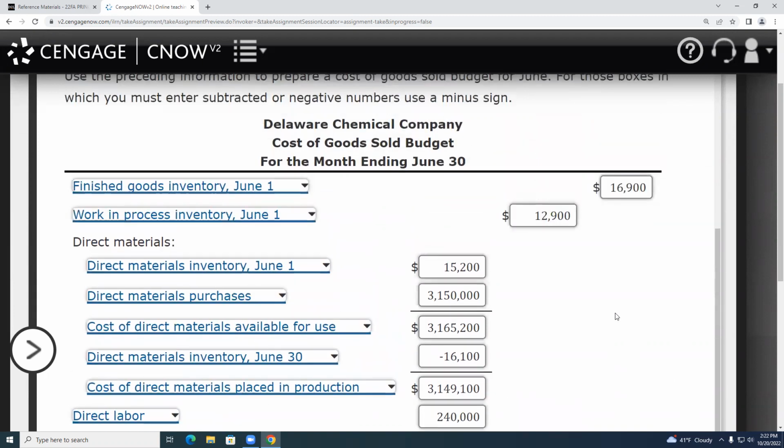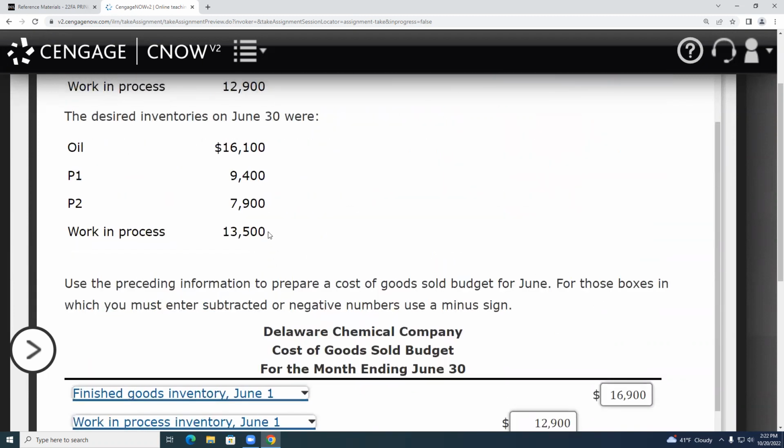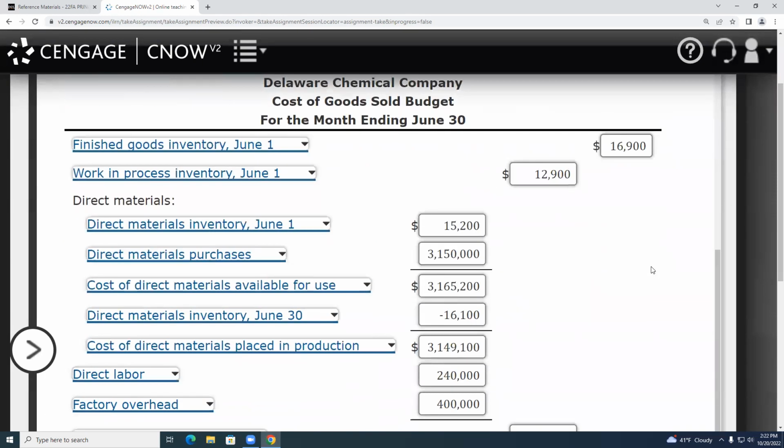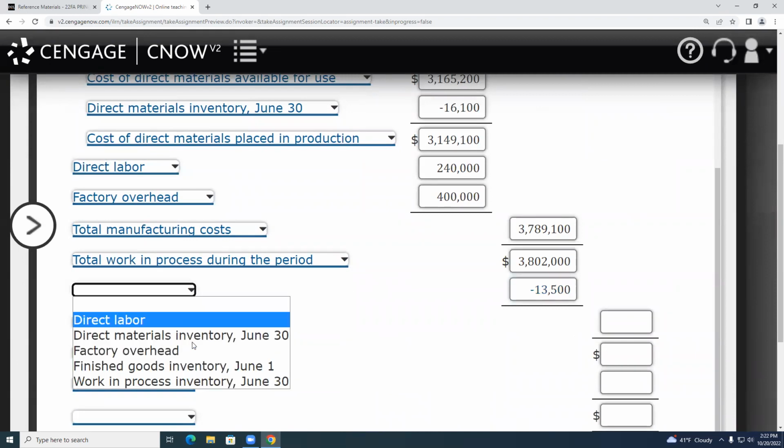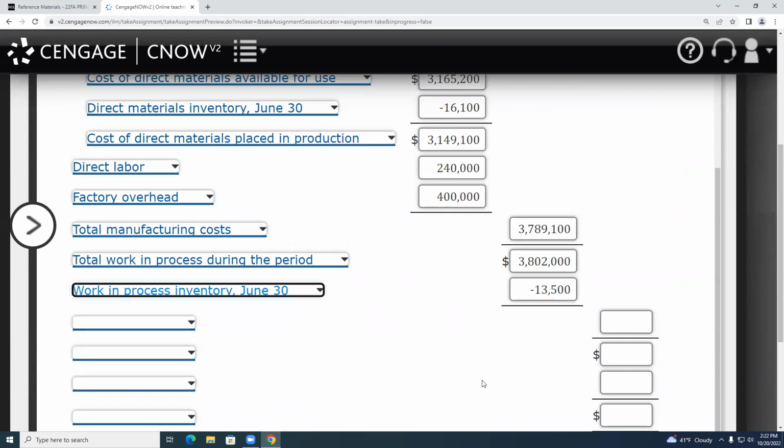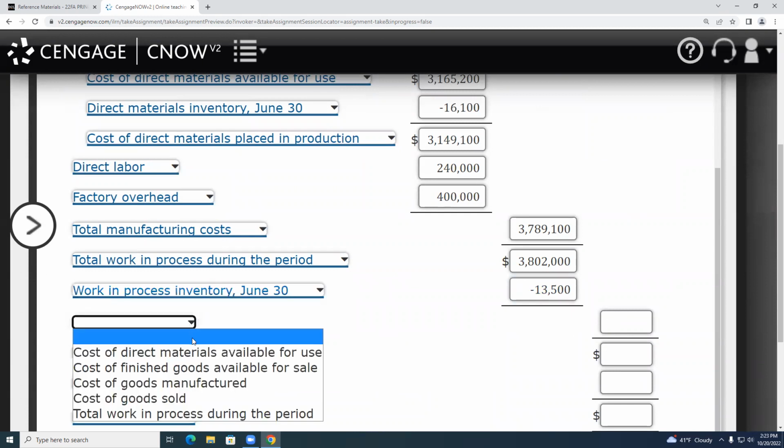Did we finish all, or do we expect to finish all of it? No, right here, it tells us the desired inventory on June 30th for work in process. End of the month, we expect to have 13,500 left. So that represents the ending work in process. That's the amount that we didn't finish.